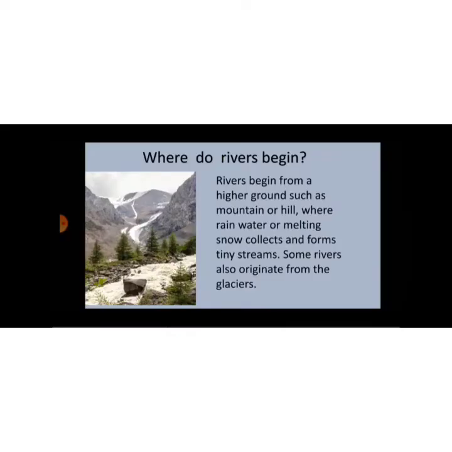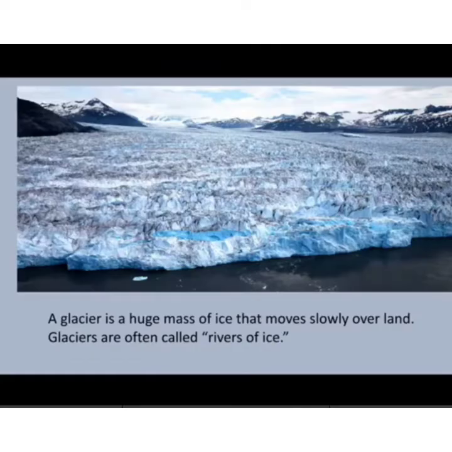Now let us know from where rivers originate. Rivers originate from a higher ground such as a mountain or hill where rainwater or melting snow collects and forms tiny streams. Some rivers also originate from glaciers. What do you mean by a glacier? A glacier is a huge mass of ice that moves slowly over land. Glaciers are often called rivers of ice.